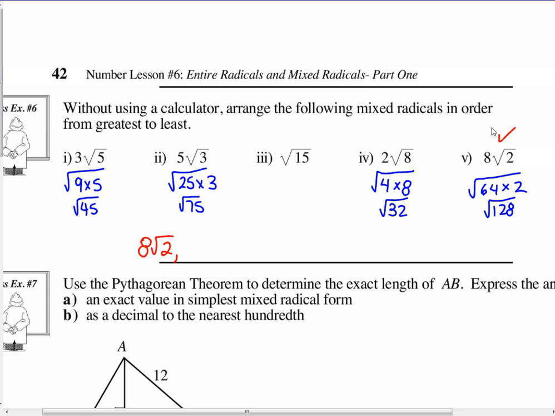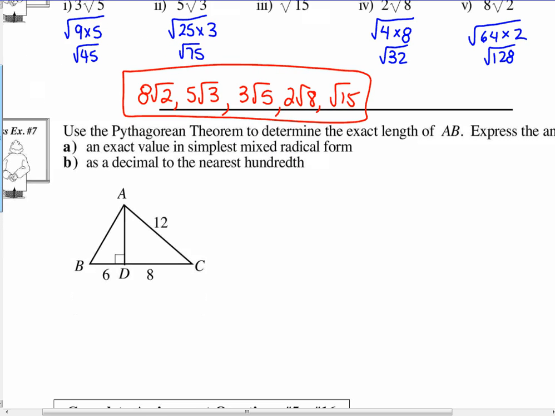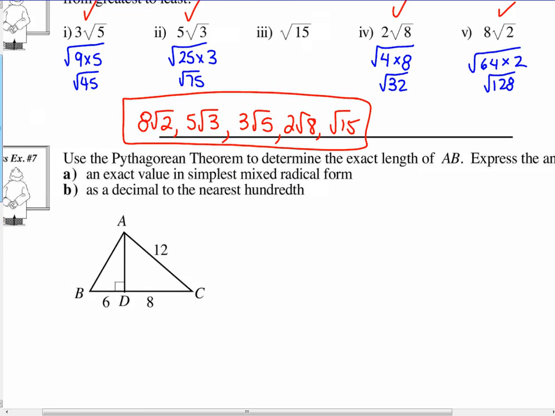Okay, because we can see it's root 128. Next largest, the 75, so 5 root 3. Then 3 root 5. Then 2 root 8. And last, root 15. So there's your answer. Okay? Yeah, you would leave root 15 as root 15. That's how it was originally given to you. And it can be simplified, but even so, you'd answer it in the original form.